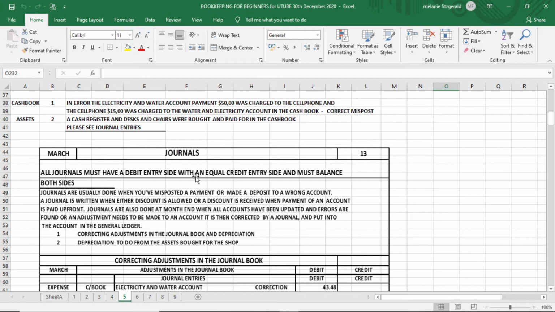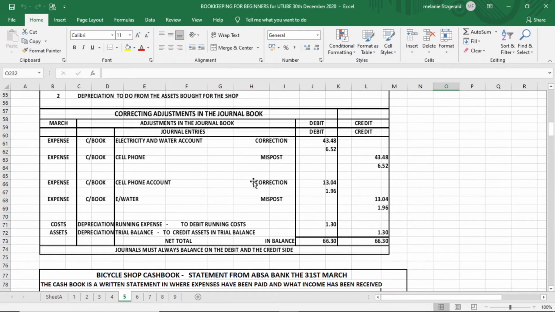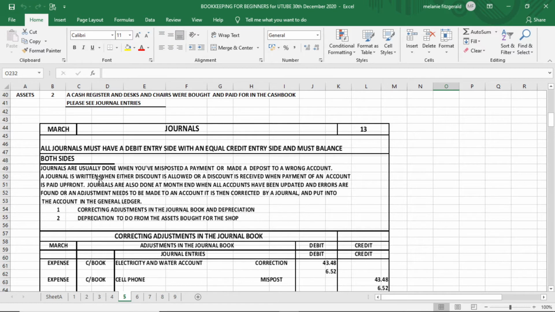Now, this is the journal for the month of March. All journals must have a debit entry side with an equal credit entry side and must balance on both sides. So let me just go down there quickly. You see the balance we get here, the 66. I'm going to explain this in detail now, but the journal accounts must balance. If they don't balance, there's a mistake here. All right, just to make sure you get that.